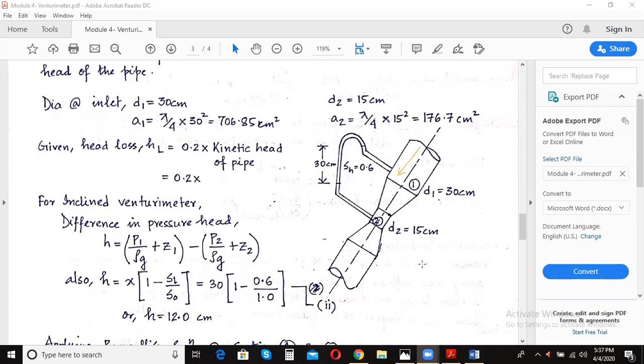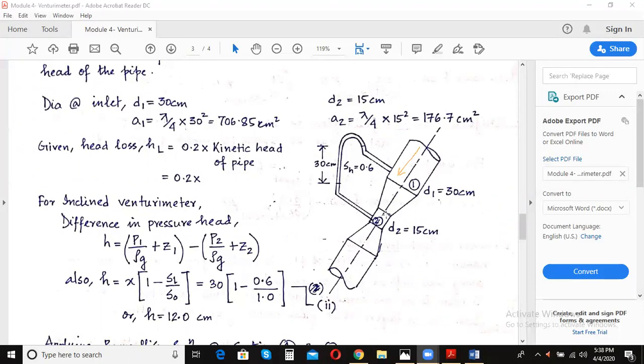Okay, the diameter of the pipe is given as 30 centimeter. So the inlet section is marked as 1, whose diameter is going to be 30 centimeter, and the throat section has been marked as 2, section 2, okay, whose diameter is 15 centimeters. So you can calculate the area at section 1 and area at section 2 from the values of this diameter.